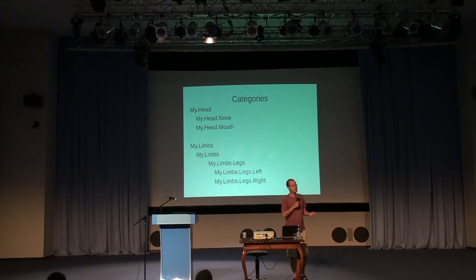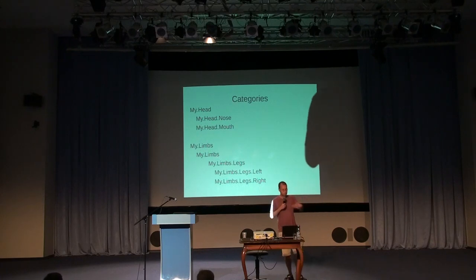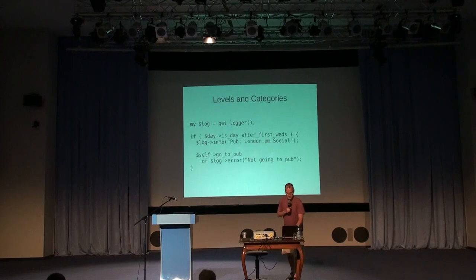The way that Log4perl deals with this is, by default, it uses the name of the class you're working in. So if you modeled the human body as an object-oriented system, the dot here is the same as the double colon that you get in Perl for your package separators. And this is useful. Categories are useful because, let's say, this is a silly example, but let's say you care about the head, but you don't care about someone's legs. You can process those different log messages.